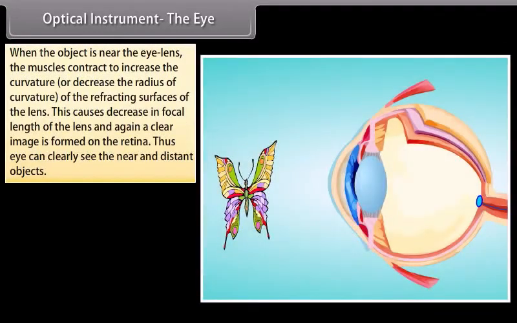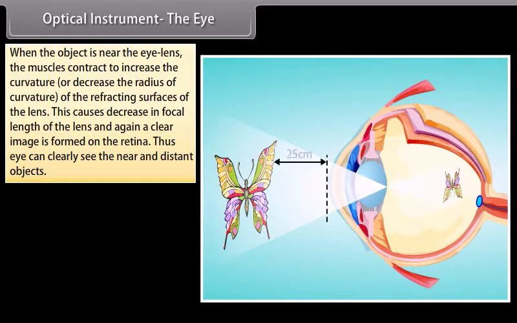When the object is near the eye, the muscles contract to increase the curvature or decrease the radius of curvature of the refracting surfaces of the lens. This causes a decrease in the focal length of the lens and again a clear image is formed on the retina. Thus the eye can clearly see near and distant objects.